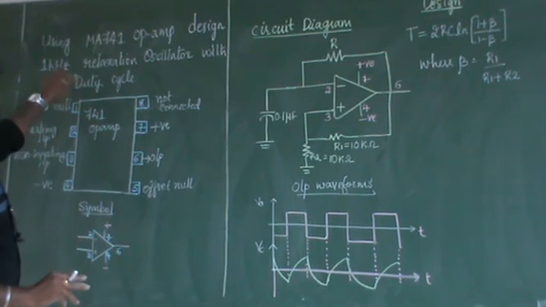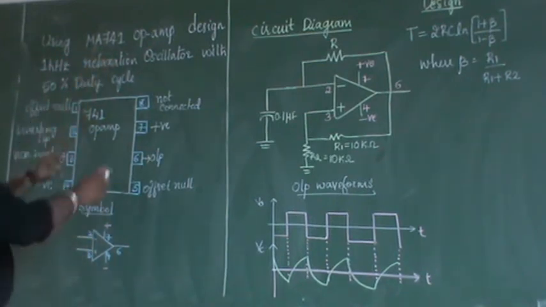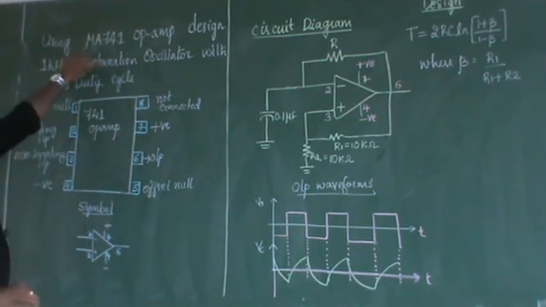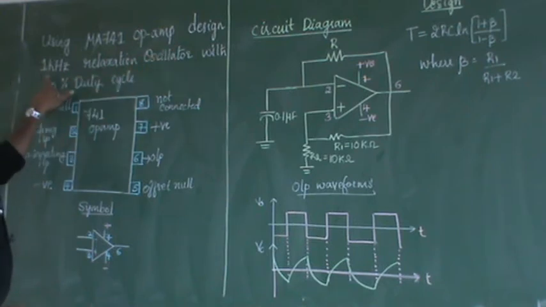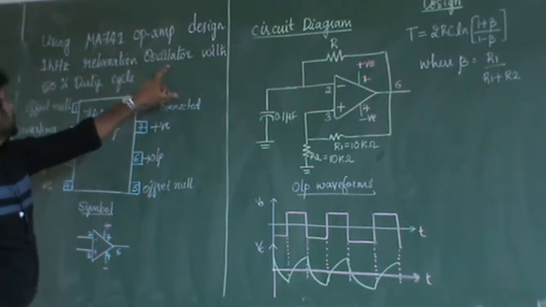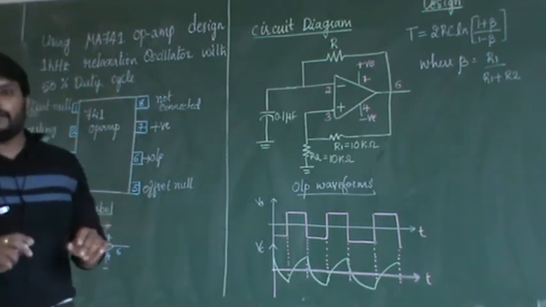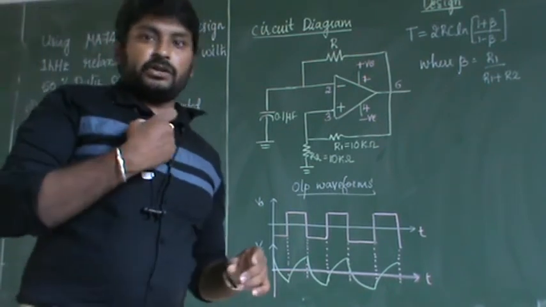So what is the experiment name? Using mu A. This is not M, this is mu. Mu A 741 op-amp, design a 1 kHz relaxation oscillator with 50% duty cycle. All the terms are very new to you. I hope you have not understood the title of the experiment.